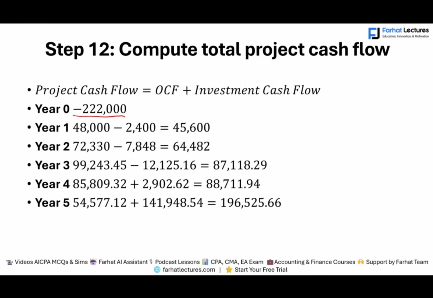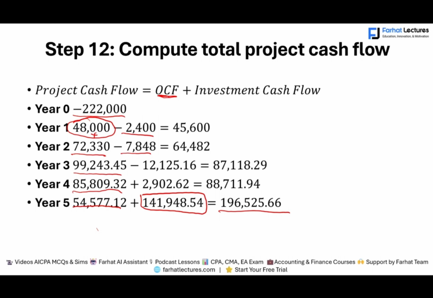Remember, year 0 is negative 222,000, year 1 it was plus 48,000 minus 2,400. Again, positive cash flow, negative cash flow. This is from operating cash flow. 72,331 in year 2 minus the net working capital. Year 3, 99,243 minus the net working capital. Year 4, 85,809. Remember, in year 4 we had a positive net working capital. Year 5 we had an operating cash flow plus all these things that we got at the end, 141,948.54, equal to 196,525.66. Are we done yet?